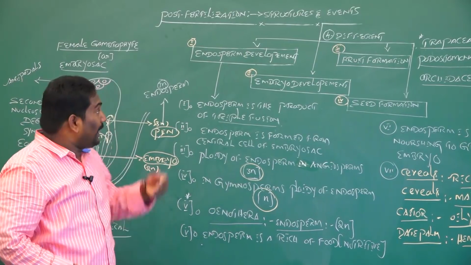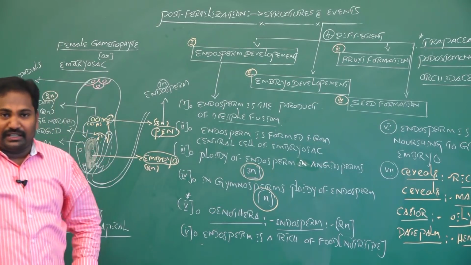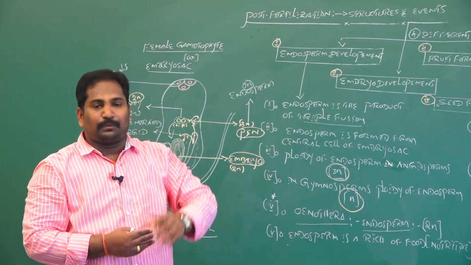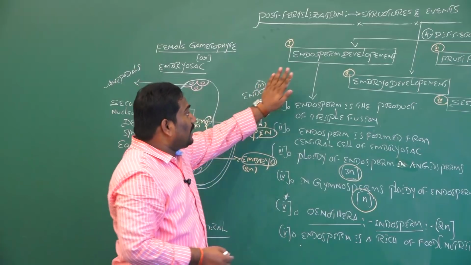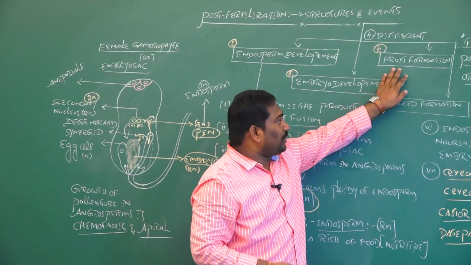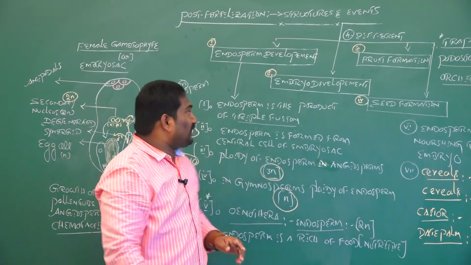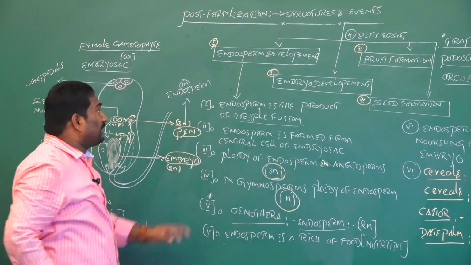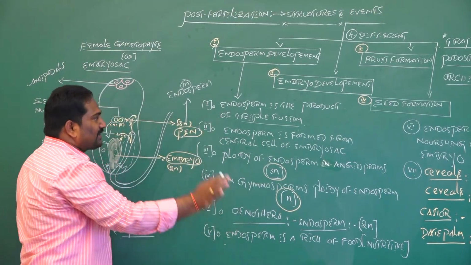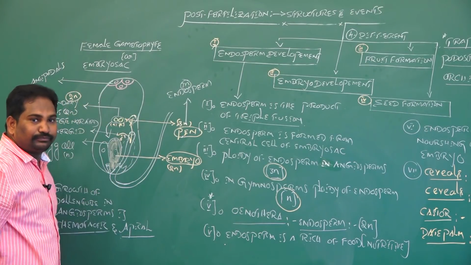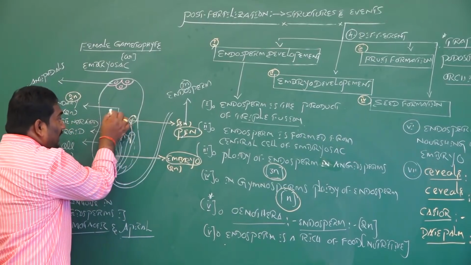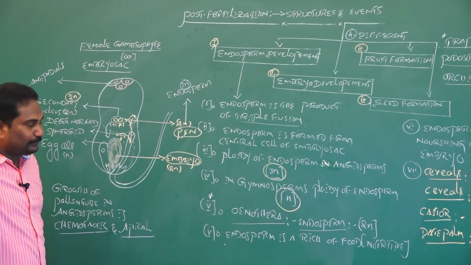Once again, I recall post-fertilization events. Generally, there are 4 post-fertilization events in flowering plants or angiosperms. The first one is endosperm development, second is embryo development, third is fruit formation, fourth is seed formation. The first post-fertilization structure and event is endosperm development. The first characteristic feature: endosperm is the product of triple fusion during double fertilization, and it is formed from the central cell of the embryo sac.